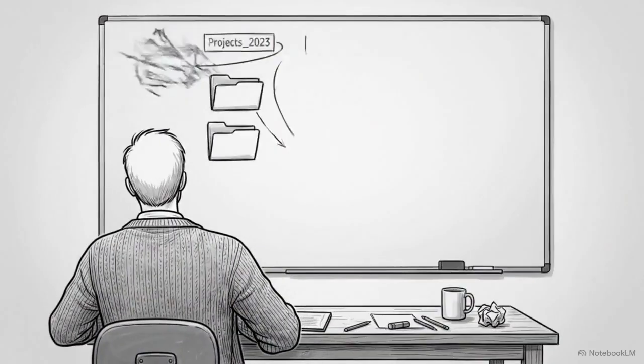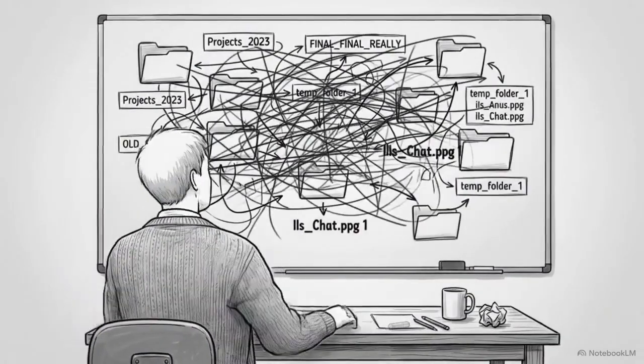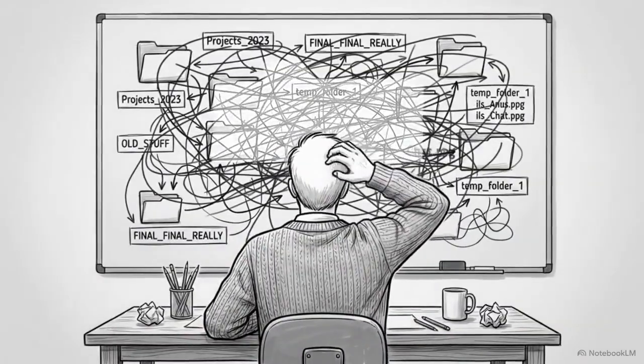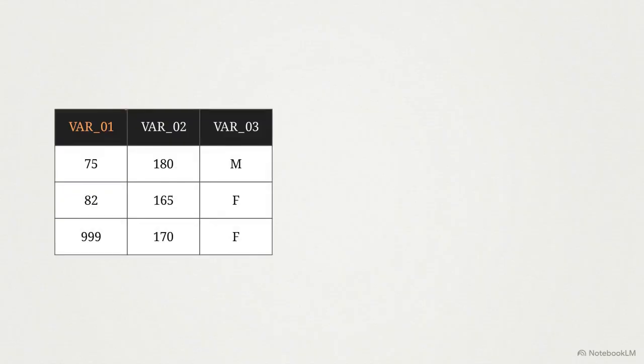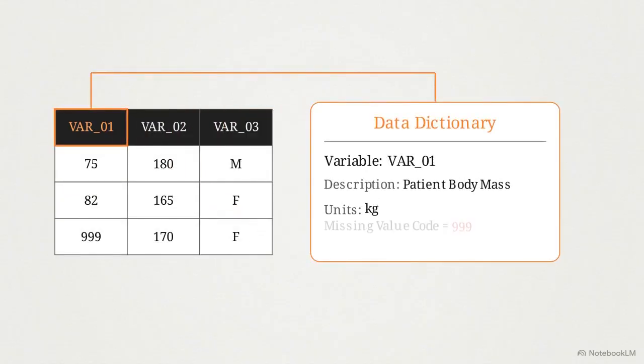Even a perfectly structured directory is unusable to the scientific community if it lacks documentation explaining how the data was collected and interpreted. Every dataset requires a README file that details data collection methodologies, software dependencies, and licensing information like CC BY 4.0. For tabular data, this is supplemented by a data dictionary. This document defines every variable, its units of measure, and the numerical codes used for missing values.